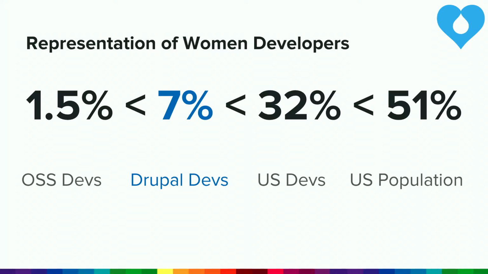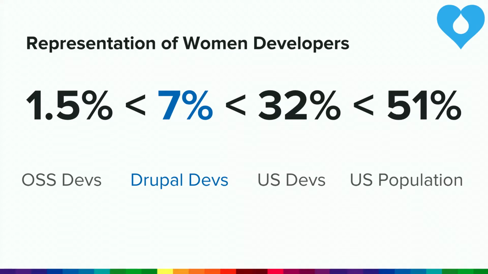It's really messy. I don't like it. It erases other genders, but it's the numbers we have to work with. So what we have here is open source is 1.5%. So 1 in 100 people are not men. In Drupal development, so that's people who are committing, these are commit credits on Drupal.org, we're at 7%.